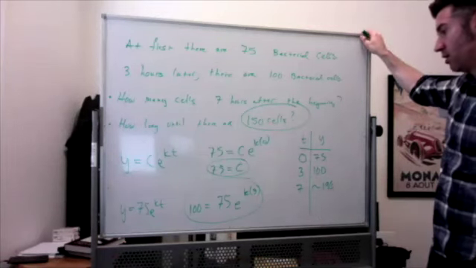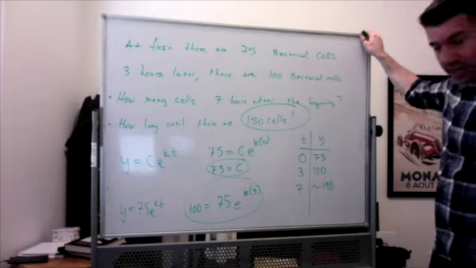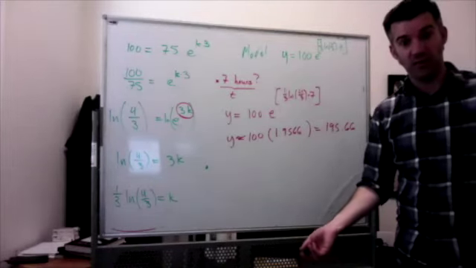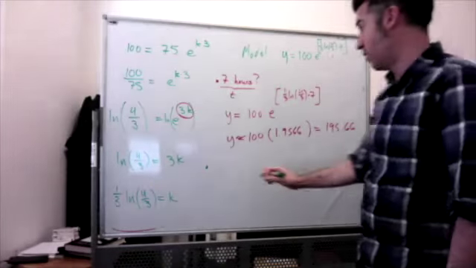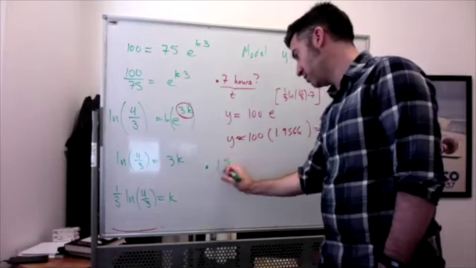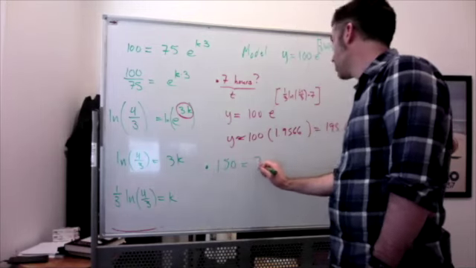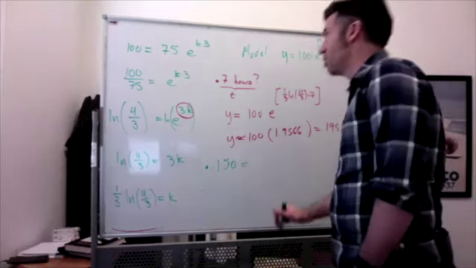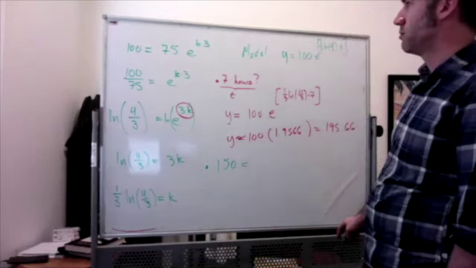Yeah. So to figure this out, we're going to say, well, I want to know how much time it takes to get to 150 bacteria. So I'm going to set y equal to 150. And it's going to be 150 equal to, sorry.